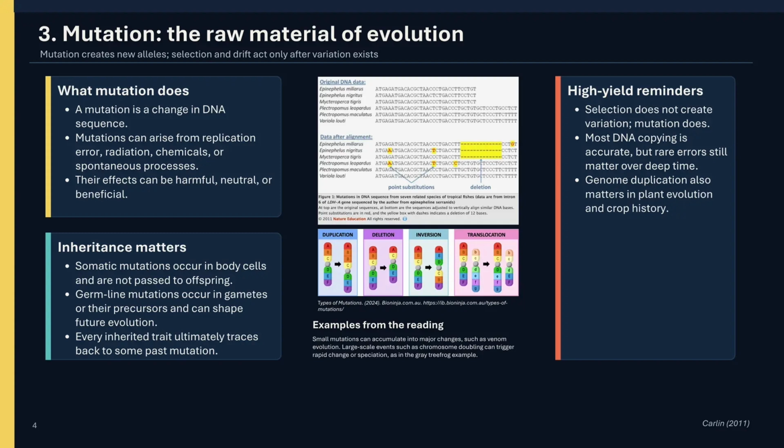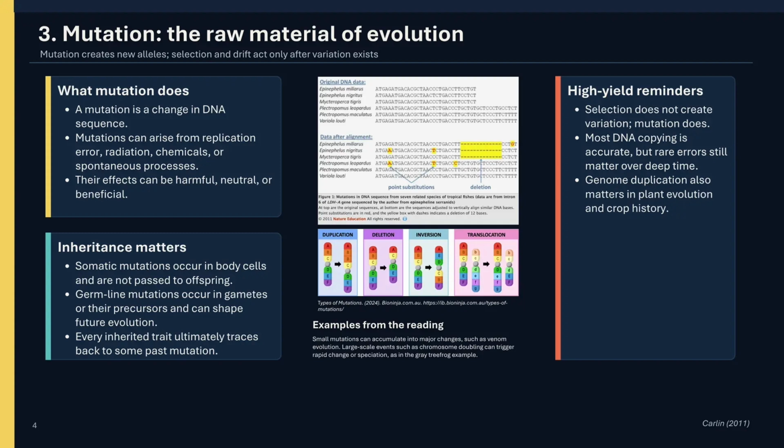When understanding mutations, it's important to know where the mutation occurred. Somatic mutations happen in the body cells and are not passed on to offspring. Germline mutations happen in gametes and can be passed on to future generations. Every inherited genetic feature ultimately can be traced back to some past mutation. A new allele produced by a mutation can spread, changing fitness and influencing evolutionary change over time.